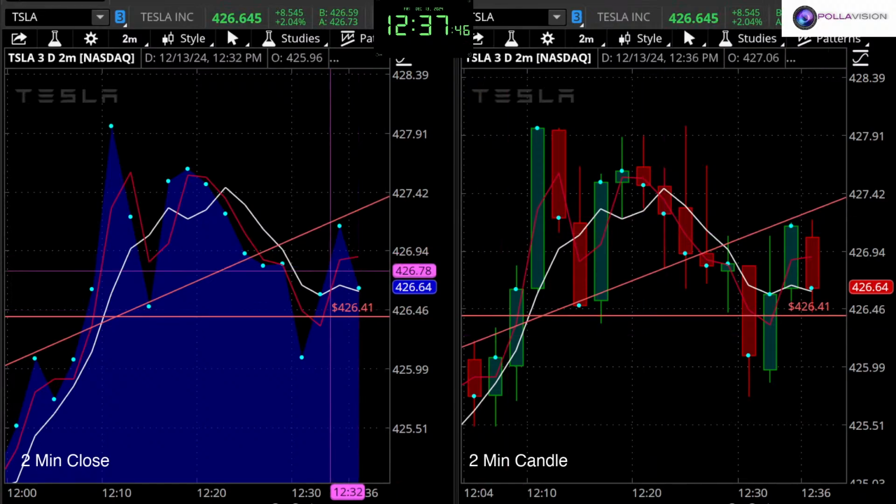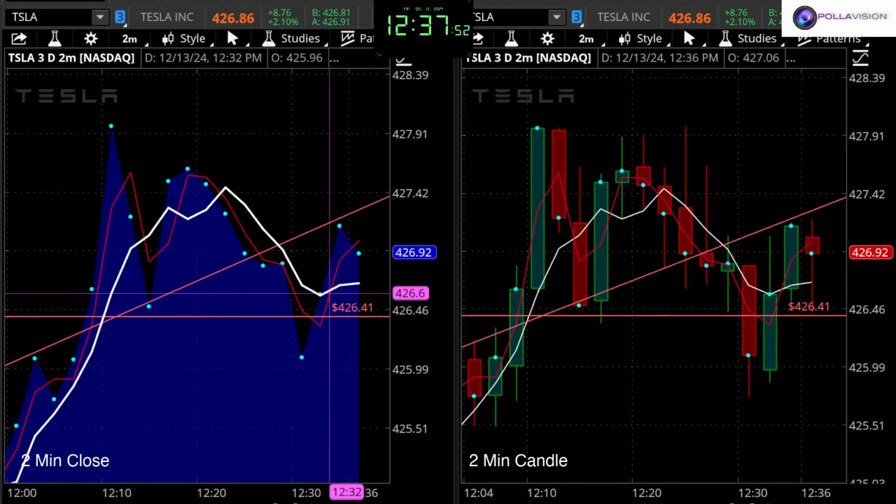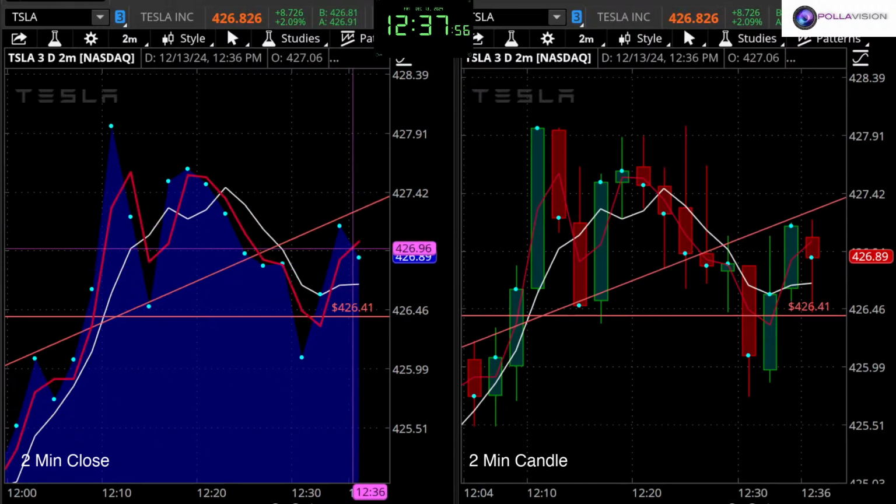So price got way here. The big drop, all of a sudden it corrected up to here. What is that telling you? 2 minutes, 4 minutes. It went above the 4, it meets in the middle. That's a pretty big move.